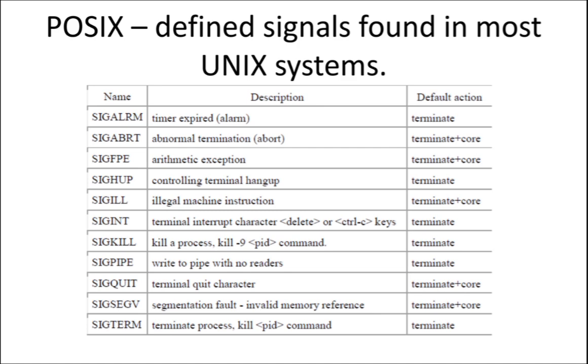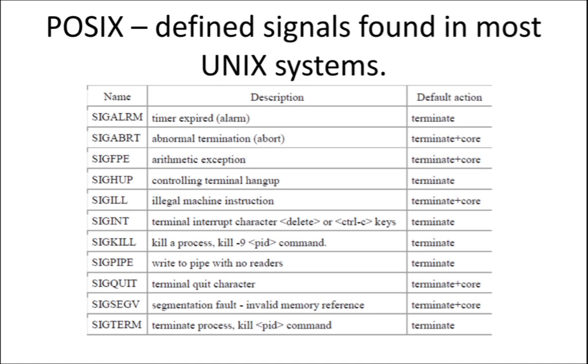SIGPIPE, if you want to write to a pipe with no readers. You know that a pipe is used as the shared device between the two processes. One process can write to the pipe and one process can read from the pipe. So two processes can communicate with each other by using a pipe. One is going to write, another is going to read, right? SIGPIPE is the signal used when you want to write to a pipe.